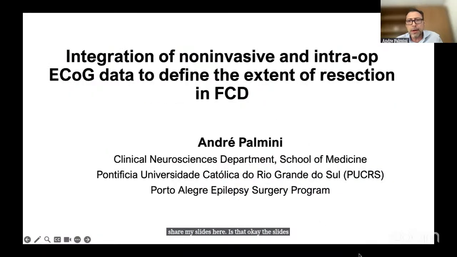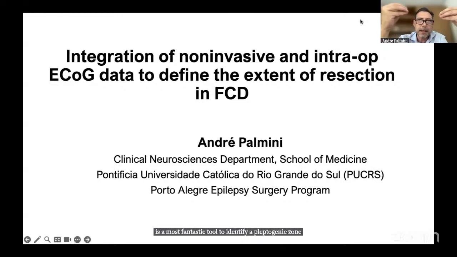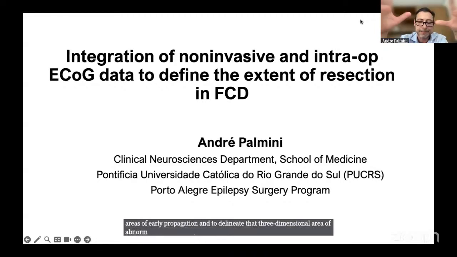Okay, so I would like to make one point here, which is that nobody would dispute that intracranial stereo EEG is a most fantastic tool to identify the epileptogenic zone, areas of early propagation, and to delineate a three-dimensional area of abnormality. That's clear.